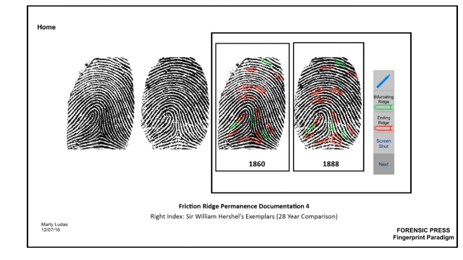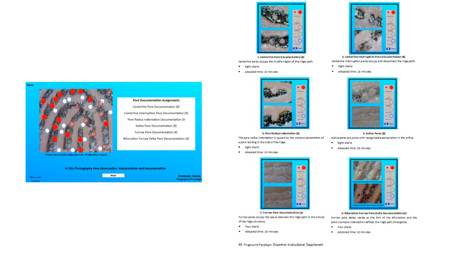Hang in there, please. After friction ridge permanence, the paradigm advances to pore documentation assignments. This session involves the interpretation, classification, and documentation of 6 pore populations that can be observed on the surface of in situ friction ridge skin. Examiners will utilize the paradigm toolbar to document their interpretations.